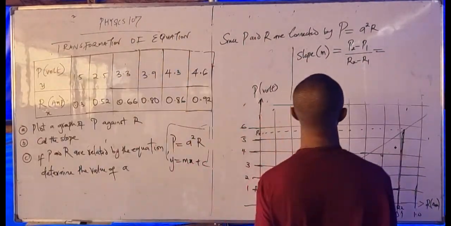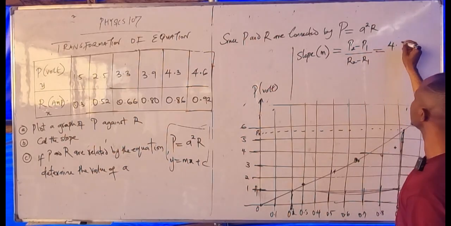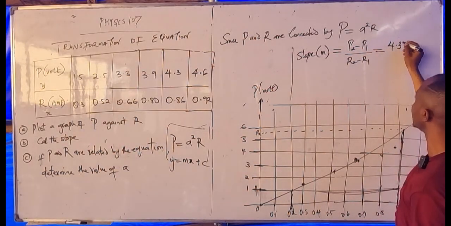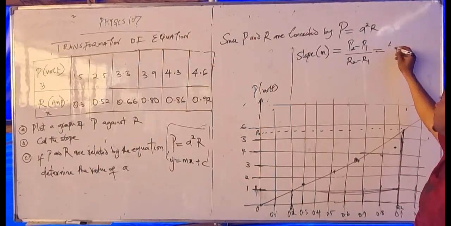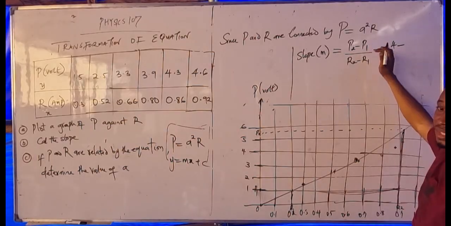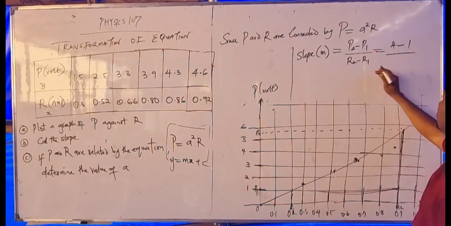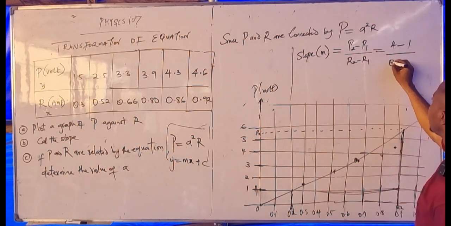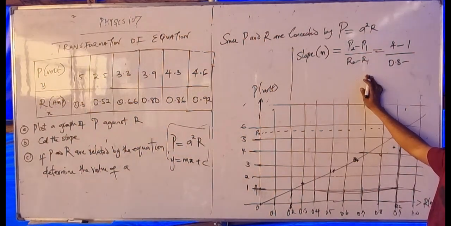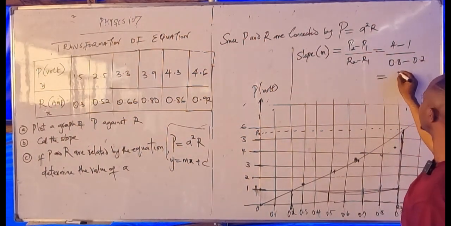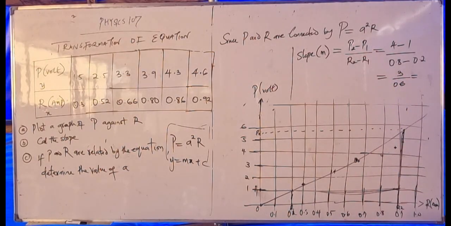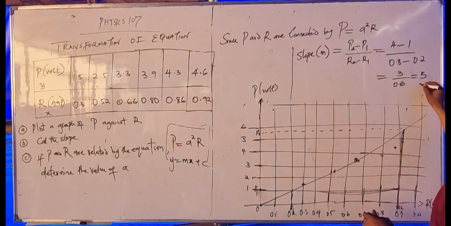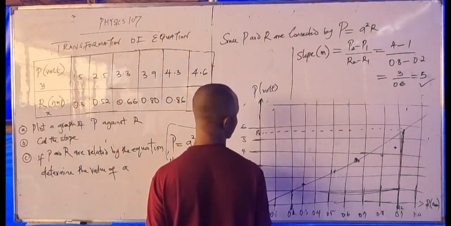Okay, let's find the slope here. What's our P2? 4.3? Are you sure? Give me your own value. 4. Minus what's the P1? 1. Okay. What's the R2? 0.8 minus what's the R1? 0.2. So this will give us 3 over 0.6. And what do you have? 5. So our slope is 5, right?